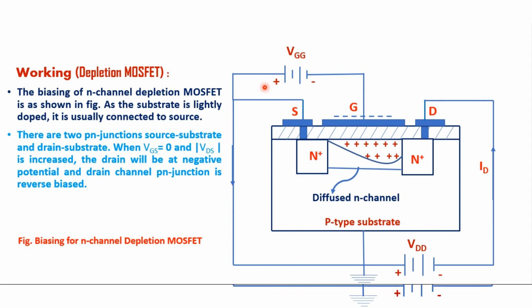Thus here we can understand one thing, that the depletion MOSFET device can be operated in depletion mode, that is by maintaining gate to source voltage negative, as well as in enhancement mode, that is by maintaining gate to source voltage positive. Hence the depletion MOSFET is also called a dual MOSFET or dual mode MOSFET.